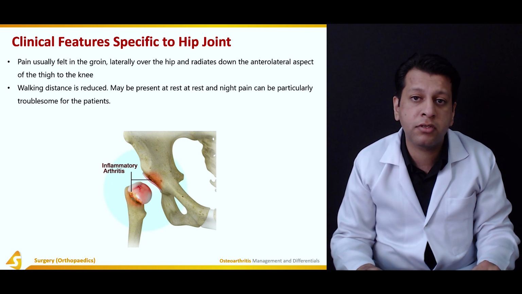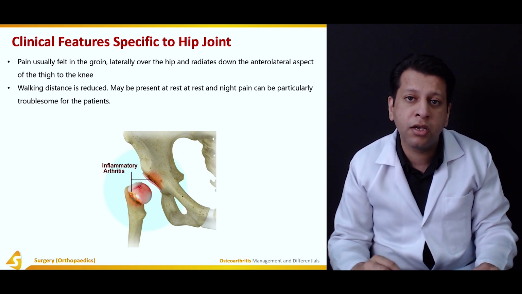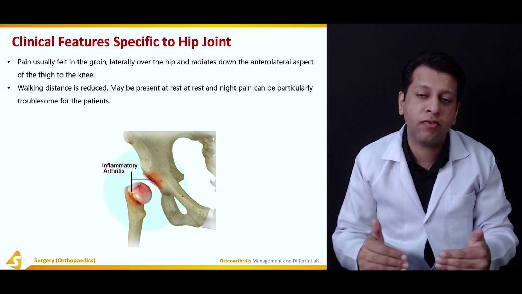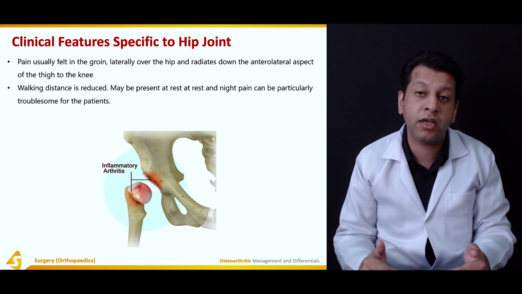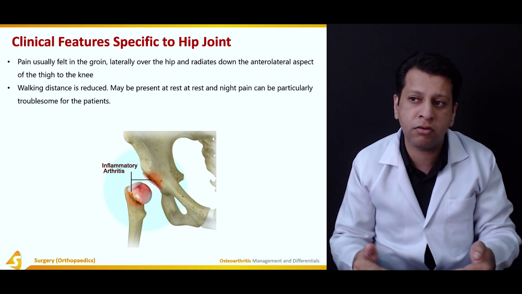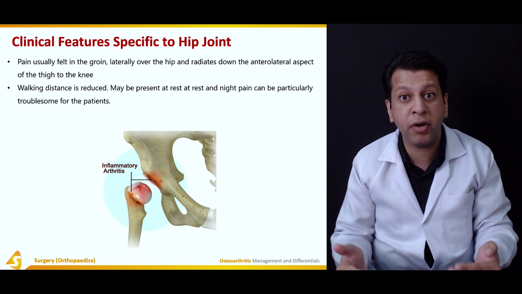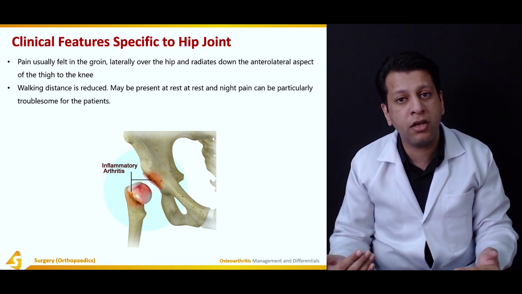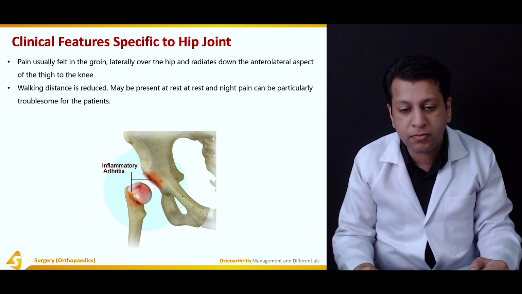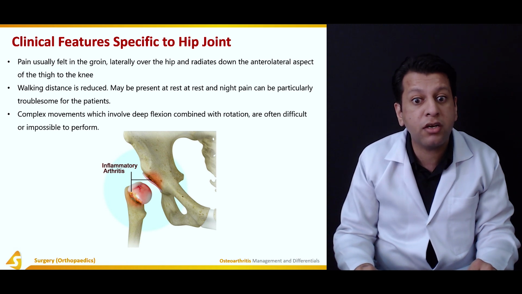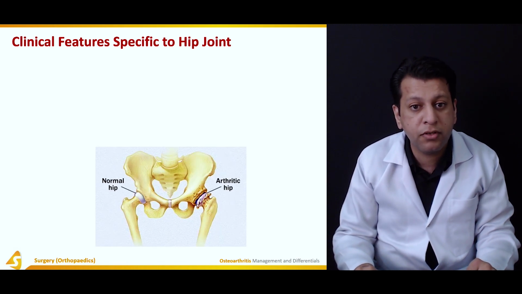What actually happens is, to reduce the debilitation due to pain, the patient starts to move less and less. So there is definitely a problem: the patient says, I cannot get up properly, I cannot go to the washroom, I cannot tie my laces, I cannot bend down properly because I am having pain in my hip. Complex movements which involve deep flexion combined with rotation are often difficult or impossible to perform.